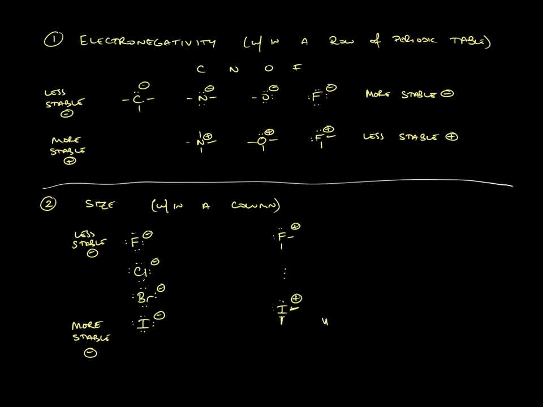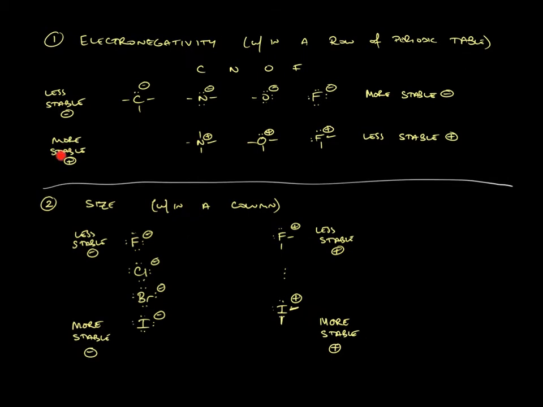So what we see is that the trends here are exactly the same. It's a more stable ion with a larger atom going down in the periodic table, so when you're comparing within a column. And F plus, which is much smaller, would be by far a less stable plus charge. And so it's interesting that electronegativity goes in opposite directions.